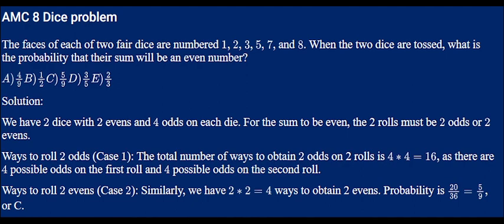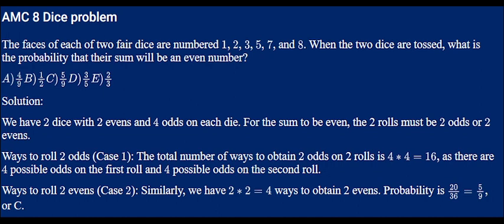Here is an AMC 8 dice problem that we can look at. The faces of each of 2 fair dice are numbered 1, 2, 3, 5, 7, and 8. When the 2 dice are tossed, what is the probability that their sum will be an even number? A, 4 over 9, B, 1 over 2, C, 5 over 9, D, 3 over 5, and E, 2 over 3.